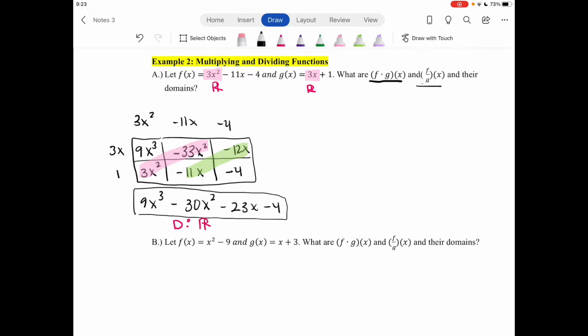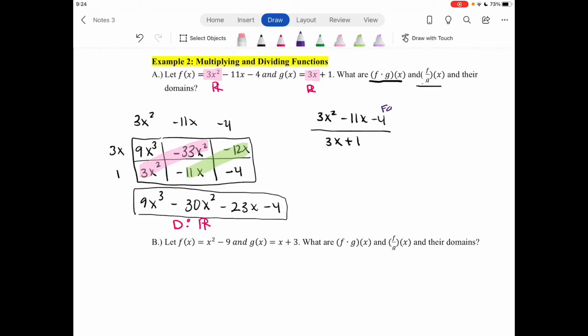Next, we'll take a look here at dividing these two functions. We're going to have 3x squared minus 11x minus 4 divided by g of x, which is 3x plus 1. Now, you might be tempted to just stop here, but we always want to see if we can simplify further. And since we have a trinomial up top, we want to try to factor.